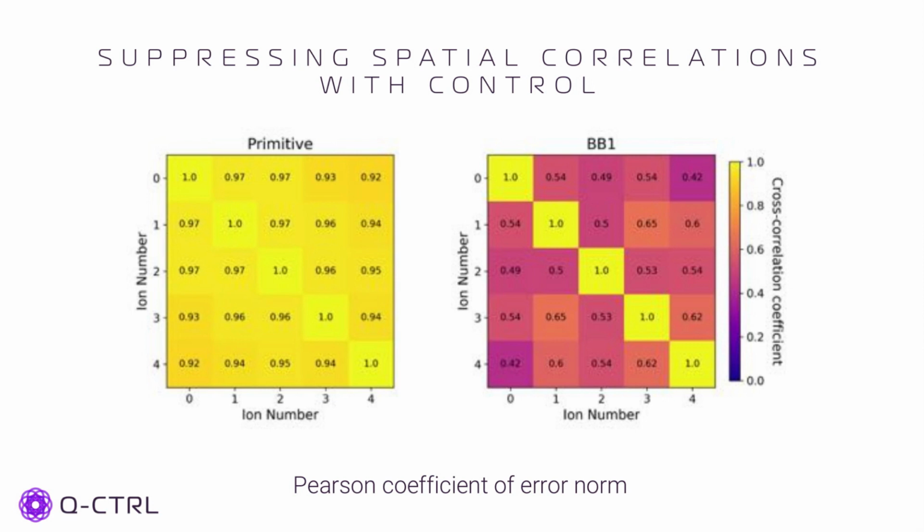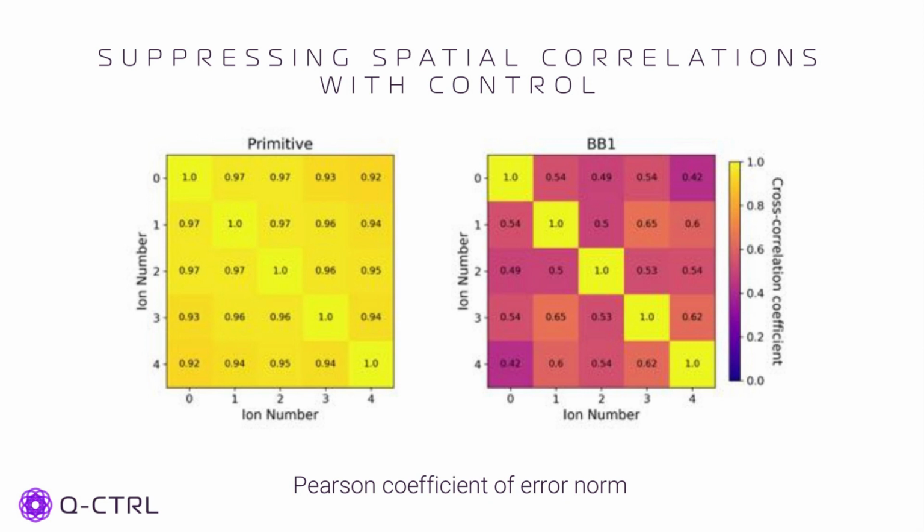You can look also at the correlations in space between these errors. Now, this is a very simple proxy measure where we look at the Pearson correlation coefficient of the error norm magnitude, so the magnitude of how much error you have. And you see that when you have primitive gates, you're up near unity across this 5-ion register. The diagonal is obviously 1 ion with itself, so that's always going to be high.